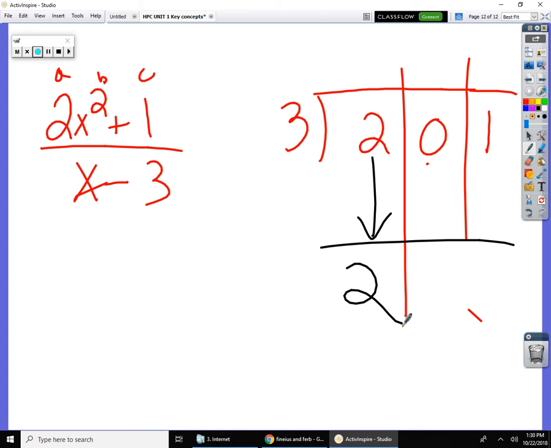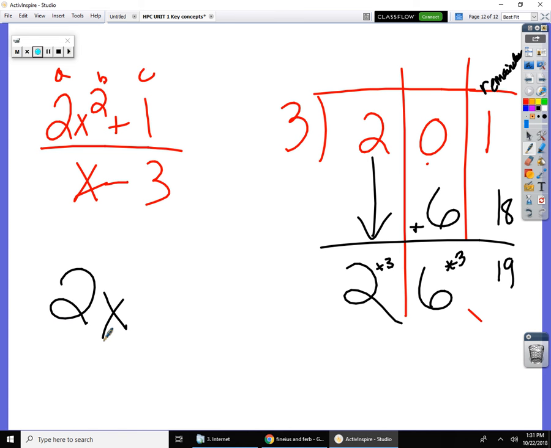Then we're going to multiply. 2 times 3 is 6. We're going to add. 0 plus 6 is 6. The last final number is my remainder. So, 6 times 3. 18. So my remainder is going to be 19. So my final answer is 2x, because I'm going to drop a power, plus 6, with a remainder of 19 over x minus 3.